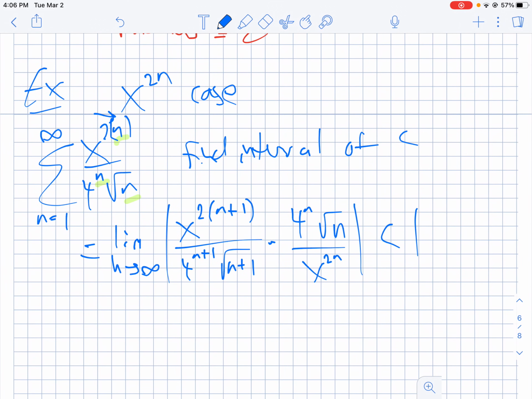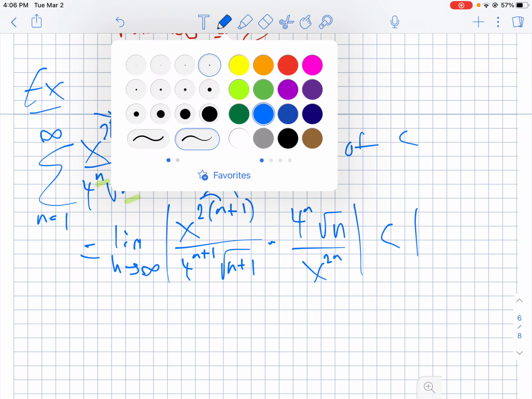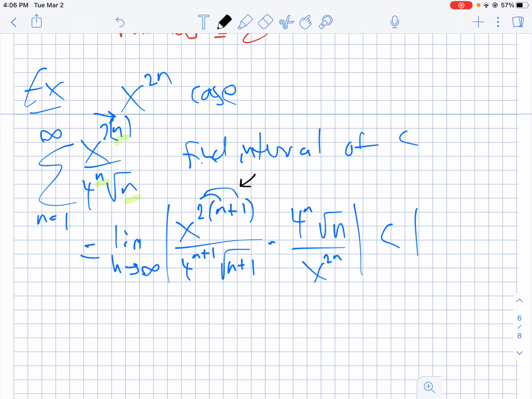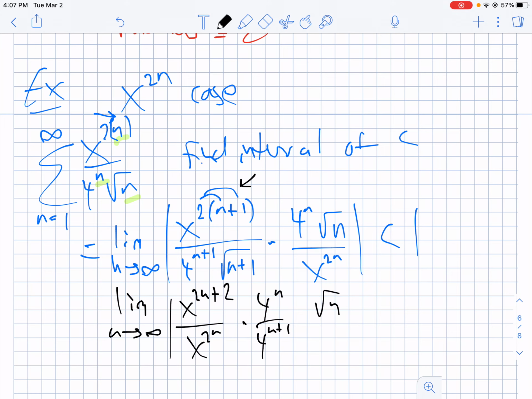Now, let's distribute this out. And be careful here. This is crucial here. We got to make sure we distribute this guy carefully. Because that's going to become x to the 2n plus 2 over x to the 2n. We have a 4 to the n over a 4 to the n plus 1. We have a square root n over square root n plus 1.